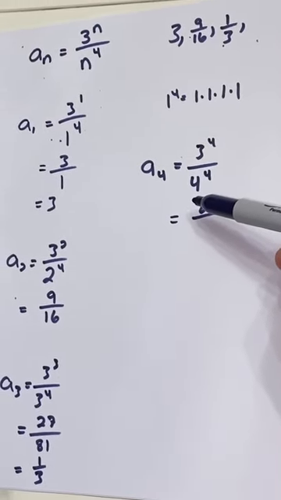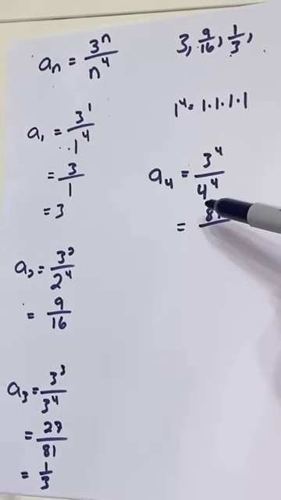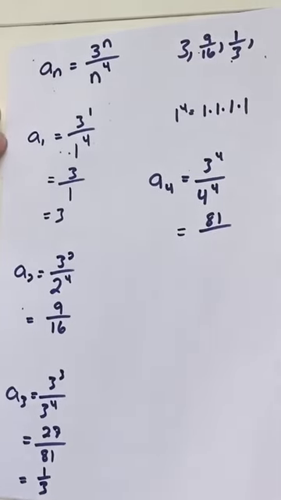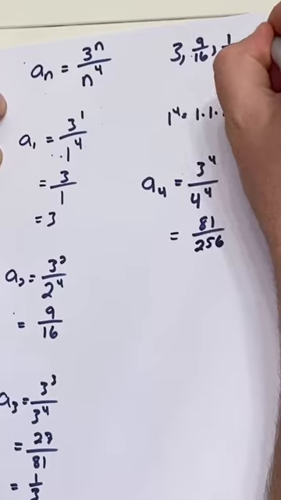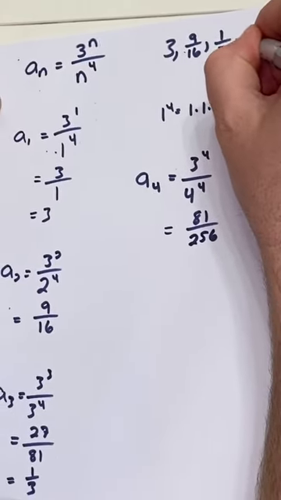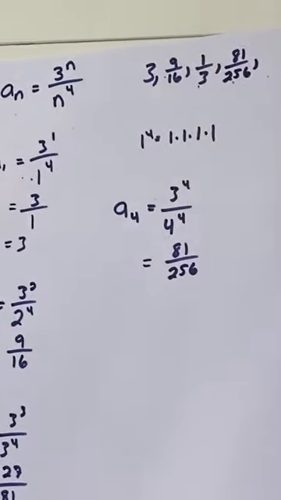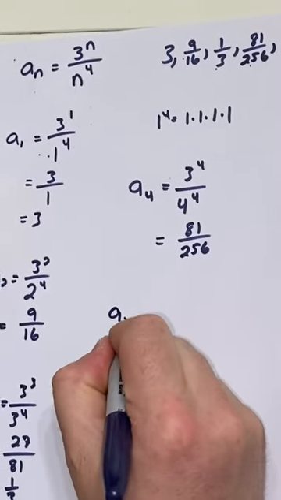16 times 4, I don't know, 64. 64 times 4, it should be 256. Just ask your mom or use a calculator. Or Kuya Ricky.